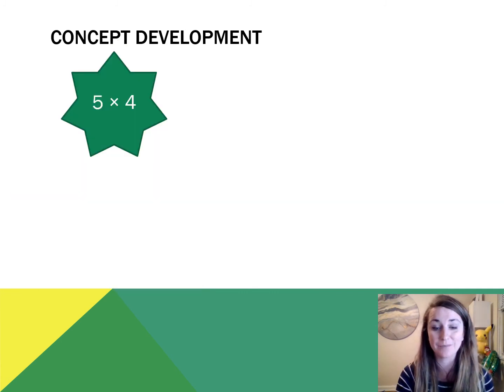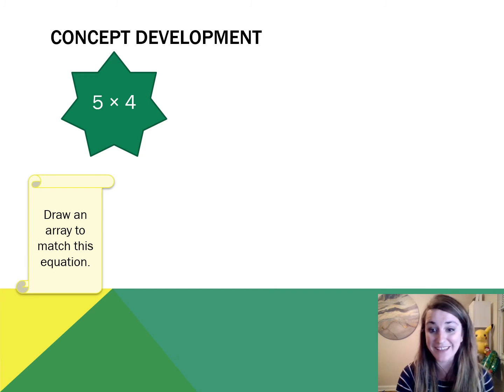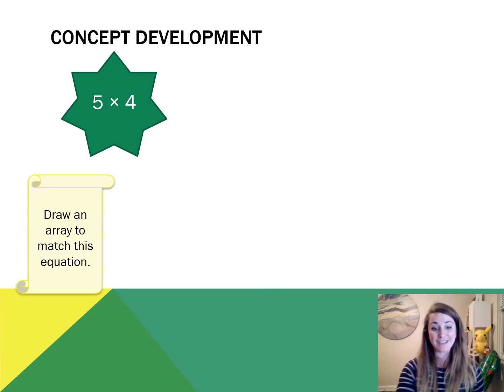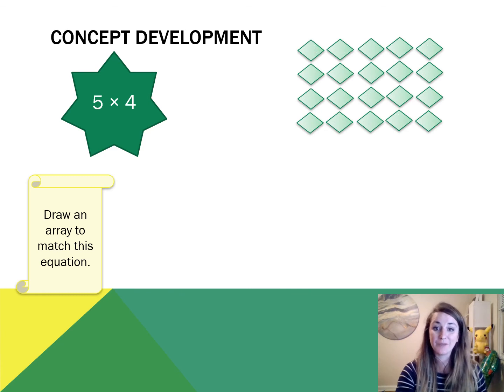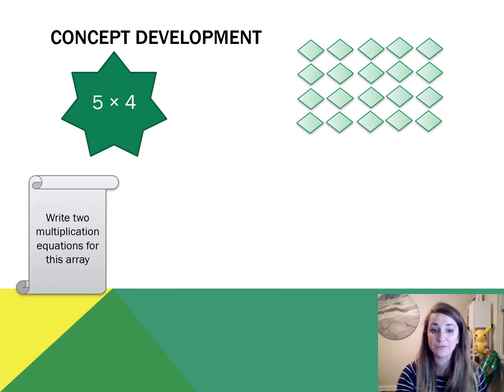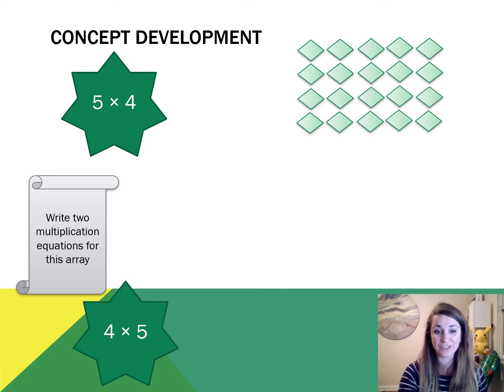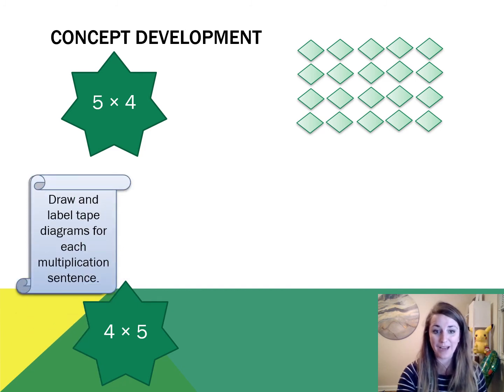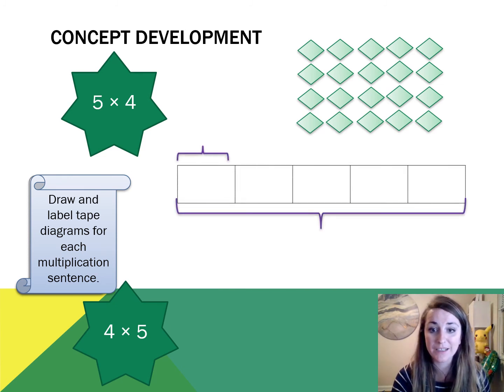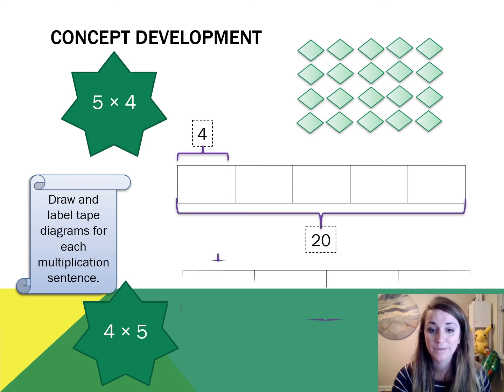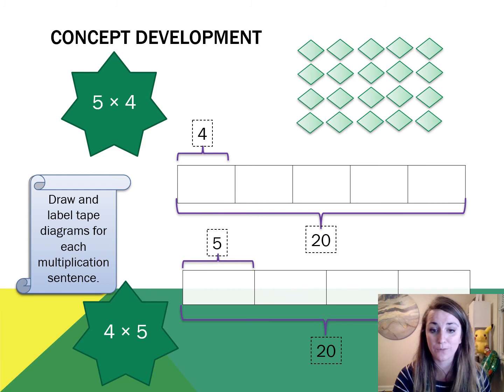Look at an array. 5 times 4. Let's do another one. Let's draw an array to match this equation. It could show 4 rows of 5, or it could show 5 rows of 4. Let's write 2 multiplication equations for this array. I could write 5 times 4 or 4 times 5. Let's draw and label tape diagrams to show both. Here we see a tape diagram that shows 5 rows of 4. The next tape diagram shows us 4 rows of 5. In both cases, they will equal 20.